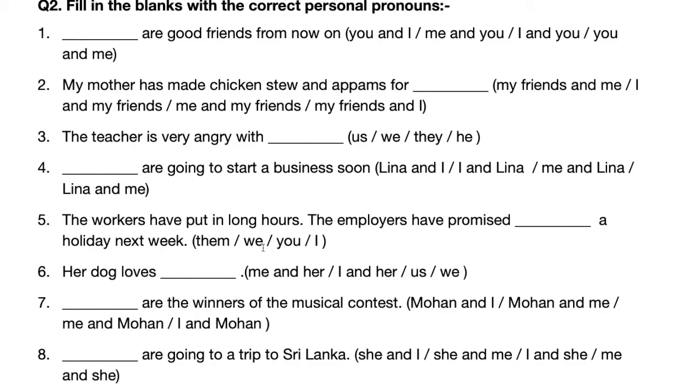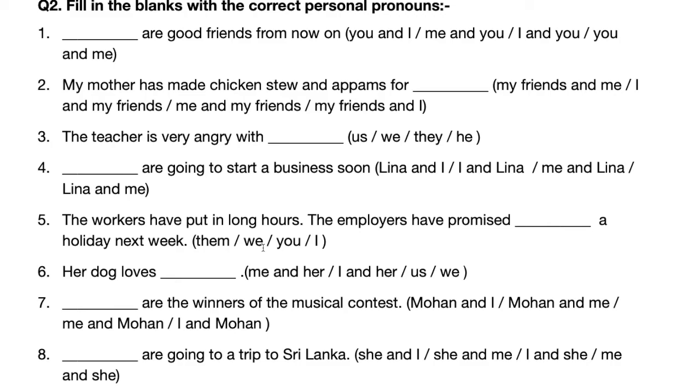Dash are going to start a business soon. Lena and I, and Lena, me and Lena, Lena and me. Lena and I are going to start a business soon. The workers have put in long hours. The employers have promised Dash a holiday next week. The workers have put in long hours. The employers have promised them a holiday next week.